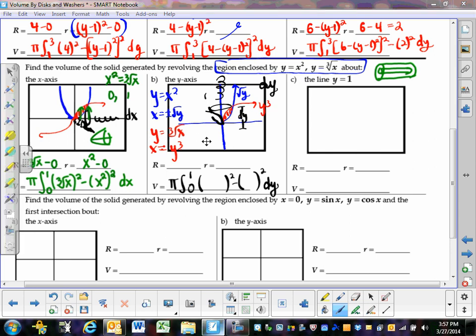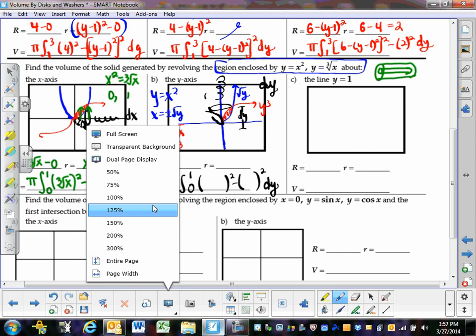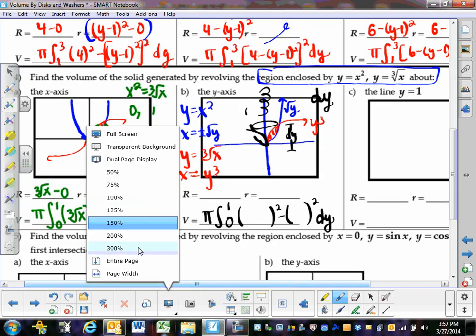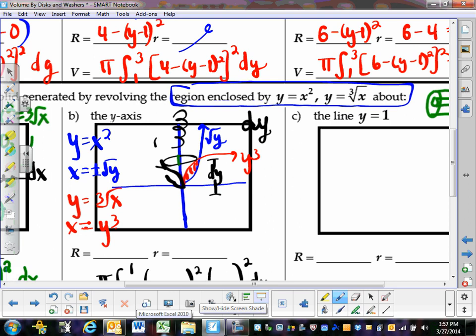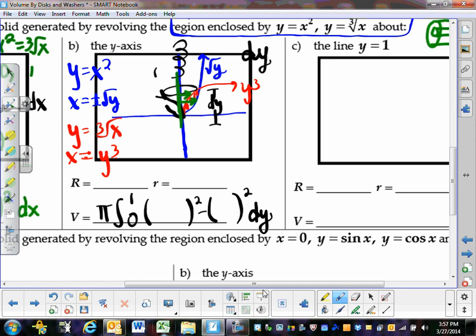So now, working from the center of our shape toward the outside, we get the inside radius and the outside radius. The inside radius is the difference between the y-axis and the y cubed curve. The outside radius also starts at the y-axis, but then goes to the square root of y curve. This is really x equals 0 when we're on the y-axis. So the difference for the inside is y cubed minus 0, and for the outside, it's the square root of y minus 0. So we have the outside radius squared and the inside radius squared.